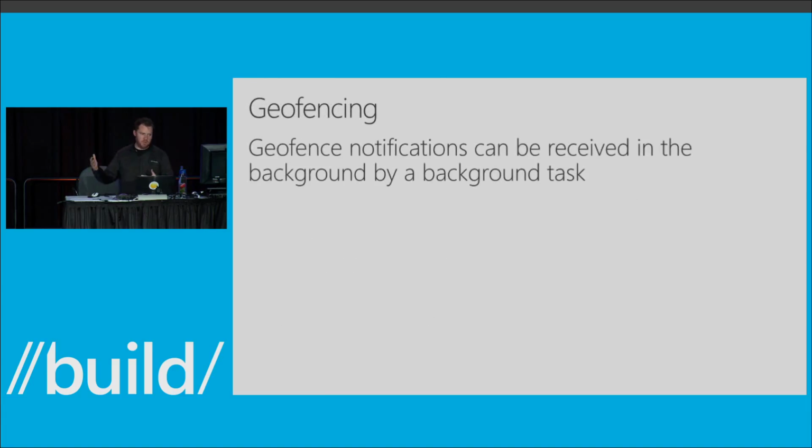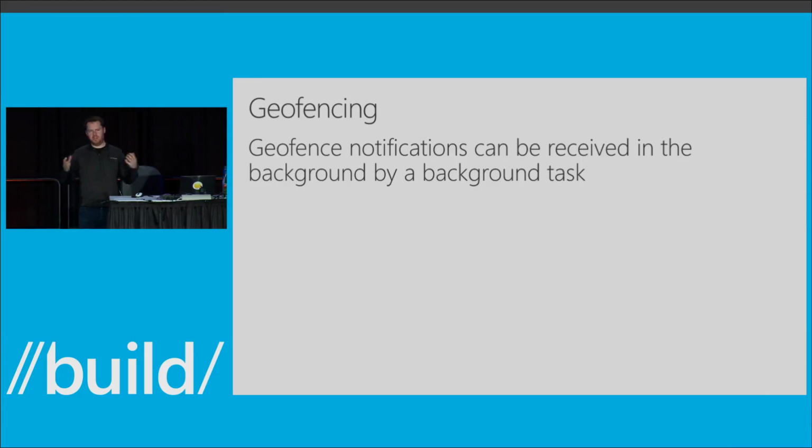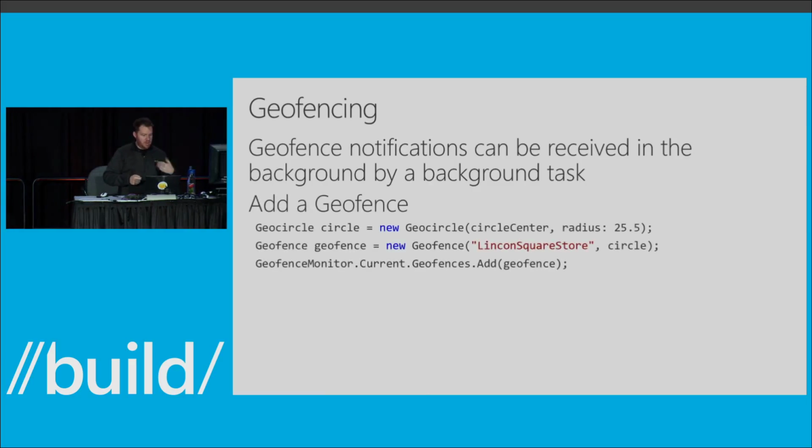Geofencing, another new one. Now, if you've been building apps for Windows Phone 8 or Windows 8.1, geofencing was available there. It's now new on Windows Phone 8.1. If you're not familiar with what a geofence is, this is where you can pick a longitude and latitude location and specify a radius around it. Whenever your device crosses that fence, an event will be raised. And of course, the same APIs that you're using in the foreground, you can now use in the background.